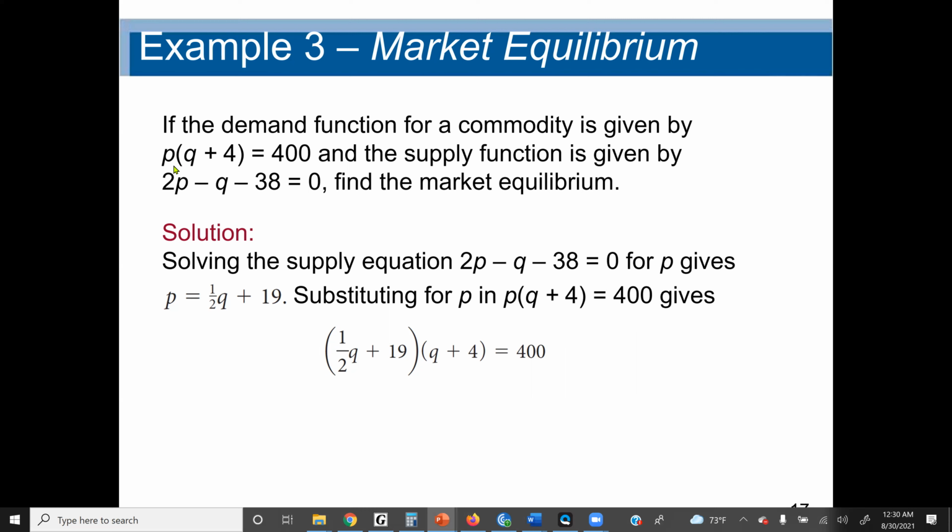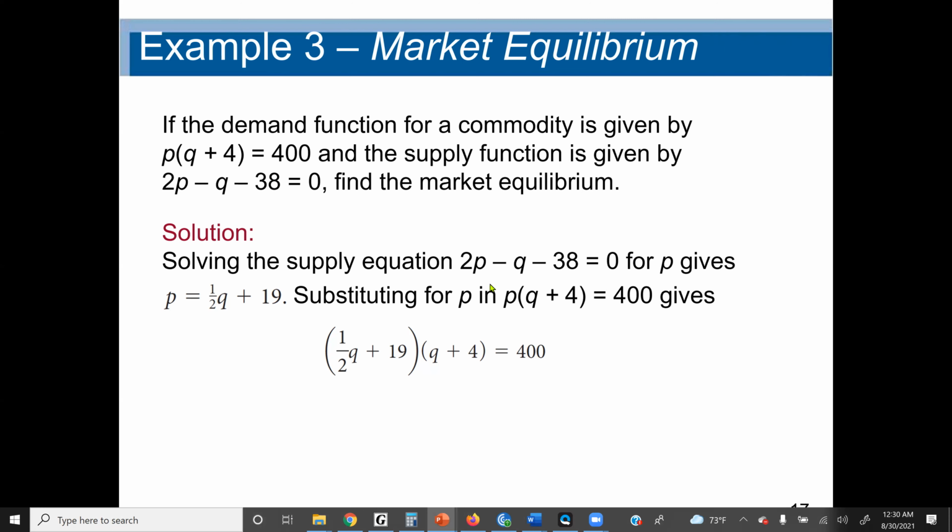If I solve for P, P will give me 400 divided by Q plus 4. Then I'll take the second equation. Anywhere I see P, I'm going to replace it with 400 divided by Q plus 4. So now I have only Q as an unknown value, then we solve it. And that's what we are doing here.